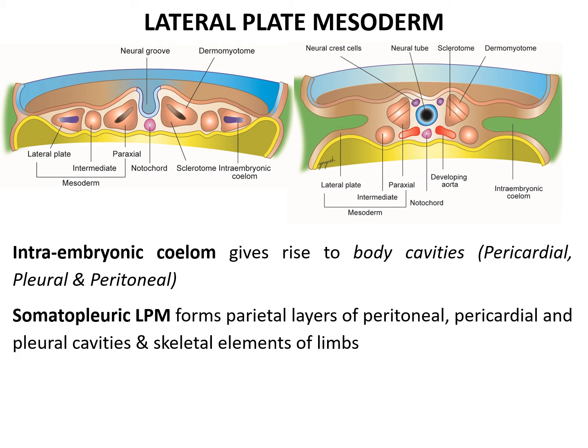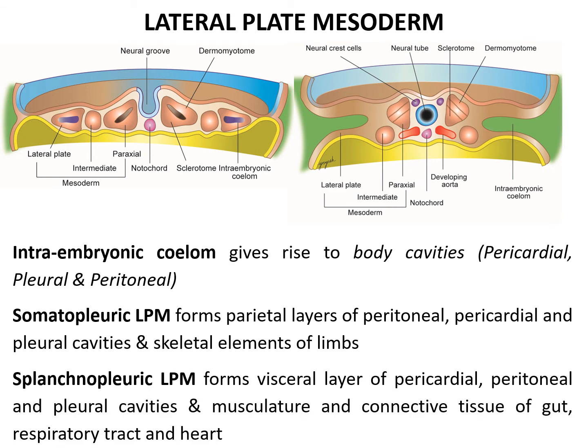The somatopleuric lateral plate mesoderm, which is in contact with the ectoderm, will form the parietal layer of peritoneum, pericardium and pleura, and also the skeletal elements of the limbs. Whereas the splanchnopleuric lateral plate mesoderm forms the visceral layers of pericardium, peritoneum and pleura, and also the smooth muscle and connective tissue of the gut, respiratory tract and heart.